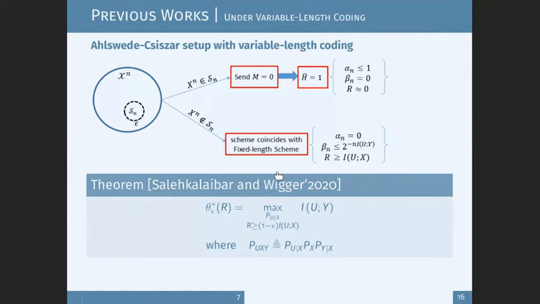And thus, we can see on average, because this is only for 1 minus epsilon of the time, and the other epsilon is just equal to 0 rate, we can see here we gain in terms of the rate. So the important observation by Salehi and Wigger is that the optimal error exponent under variable length coding is equal to the optimal error exponent under fixed length coding, but with R being boosted. So it's like for having smaller rates, we can still get the same value.